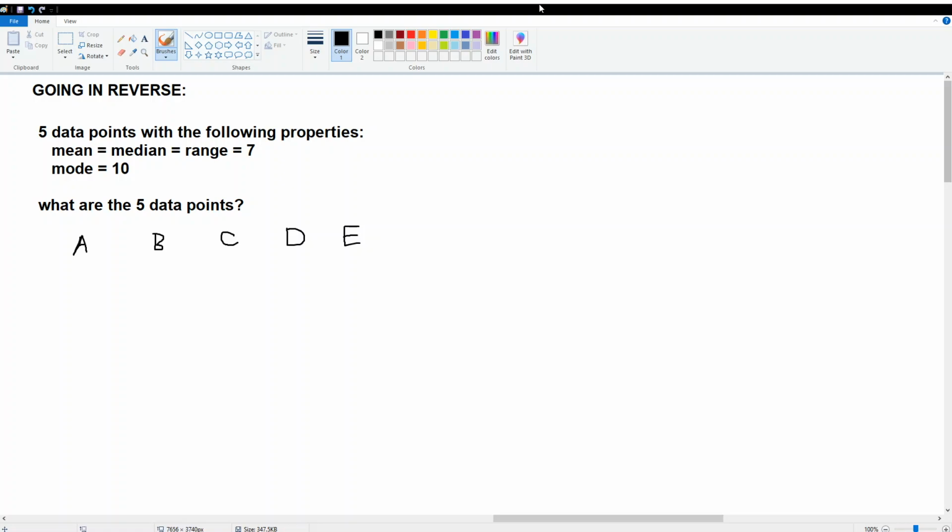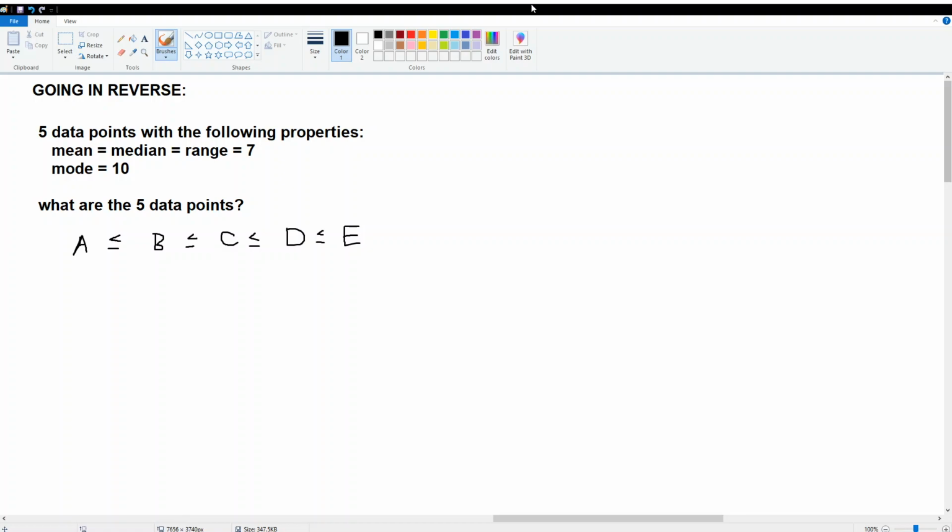You might say, why does that matter? Technically it doesn't for now, but it'll matter when we do the median. So let's suppose that these are ordered. Then A is less than or equal to B. Not less than, but less than or equal to, because 2 could be the same. B is less than or equal to C is less than or equal to D, and D is less than or equal to E.